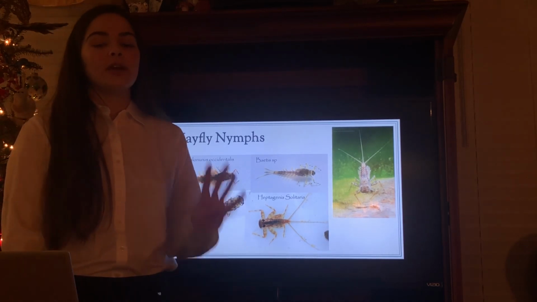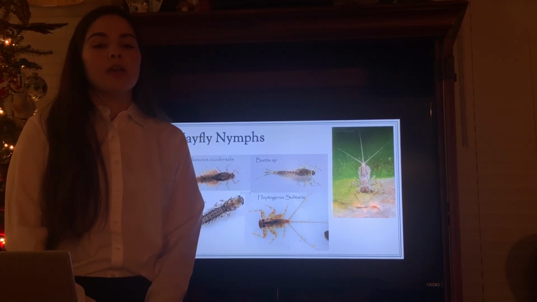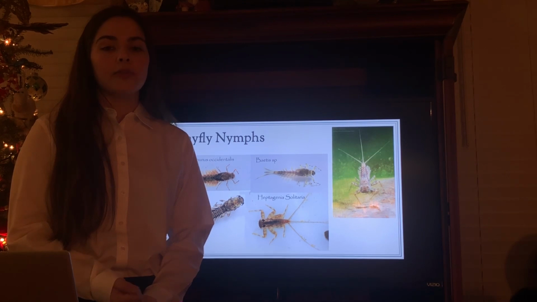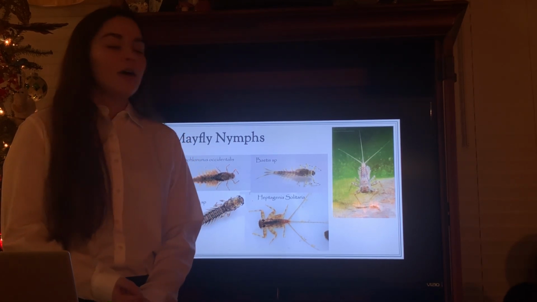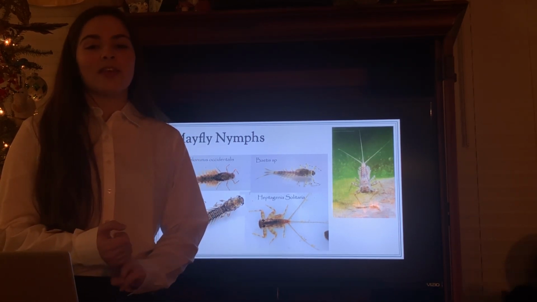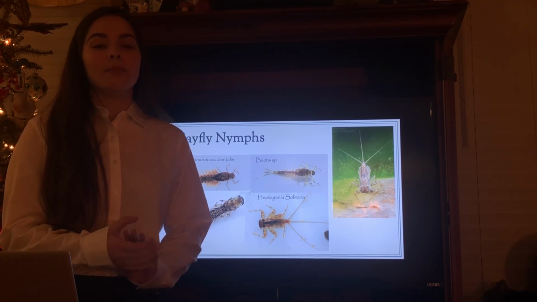Mayfly nymphs. There are 4 different types of mayfly nymphs. These 4 different types are crawlers, clingers, swimmers, and burrowers.